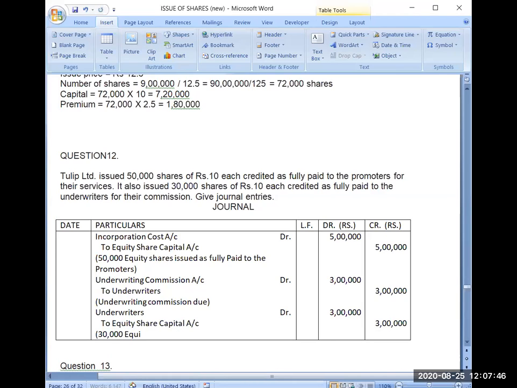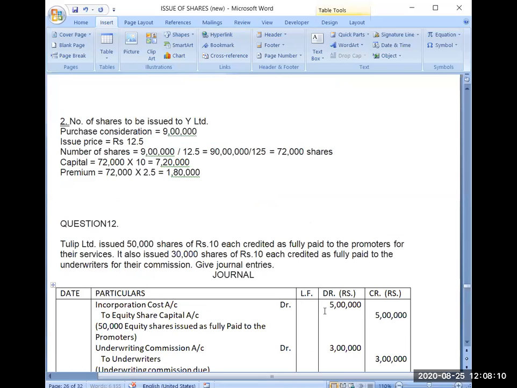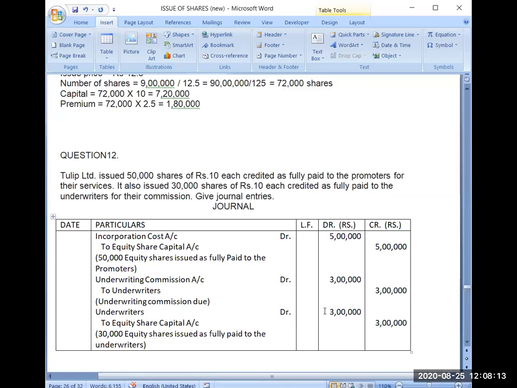30,000 equity shares issued as fully paid to the underwriters. So that's all about the numericals. These are the simple numericals. However, we will be doing some complex numericals tomorrow. But I hope this topic is clear, whatever we have discussed today.